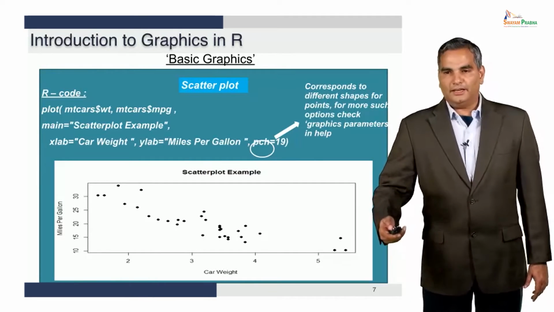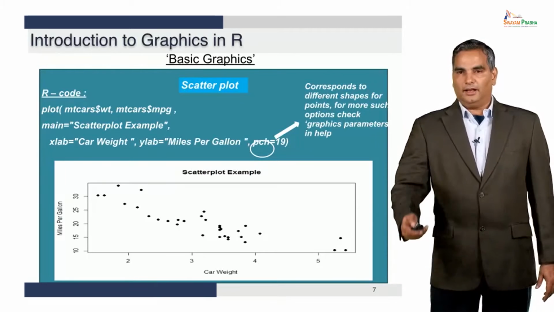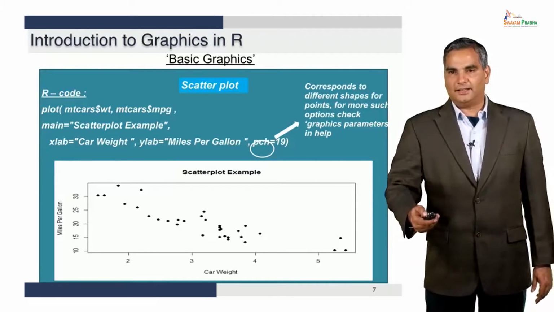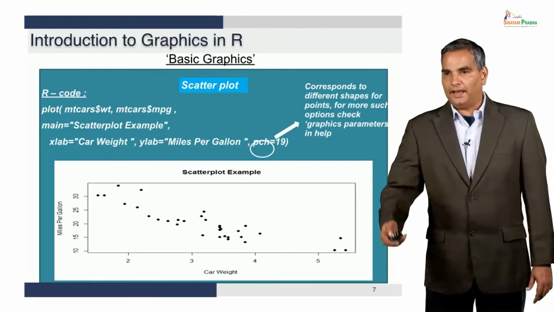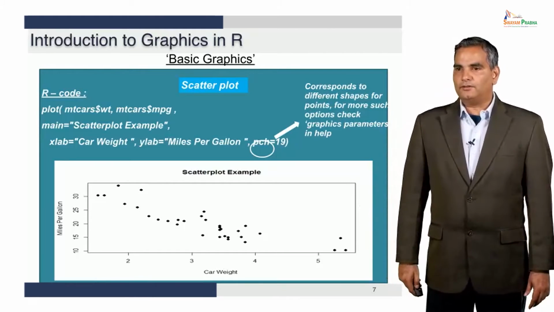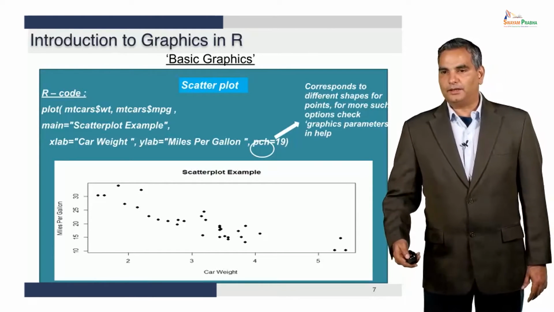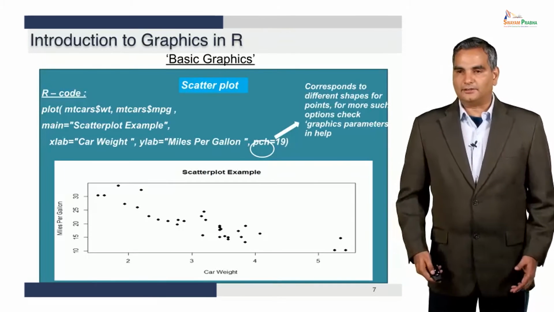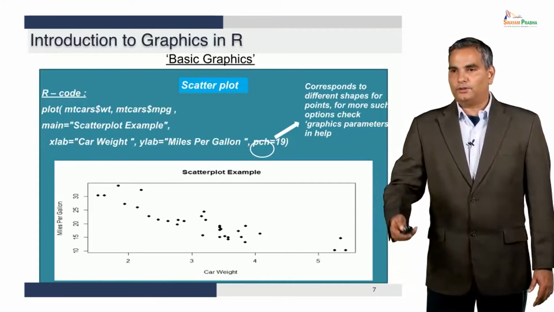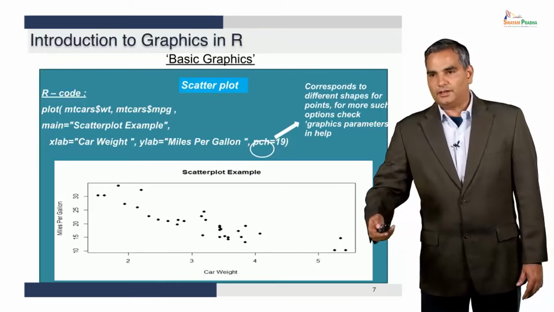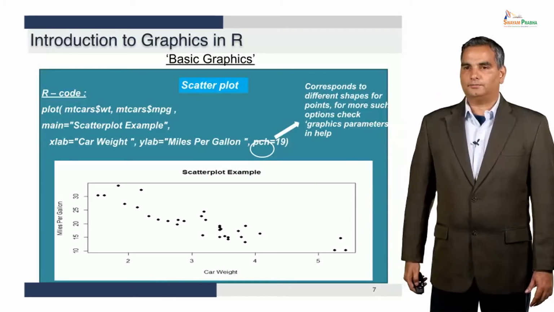Now, we also need an x label and y label for this. And as part of the function, we can give an x label, which is car weight, and y label, which is miles per gallon. And there's also another argument which basically can be used to pick different shapes and sizes of these scatter objects. So that is something that you can play around with. In this case, pch is 19 gives you this scatter plot.